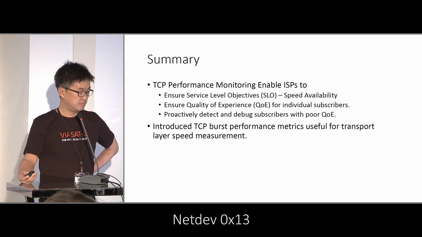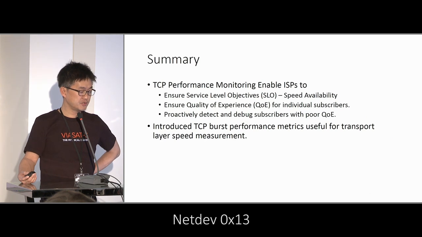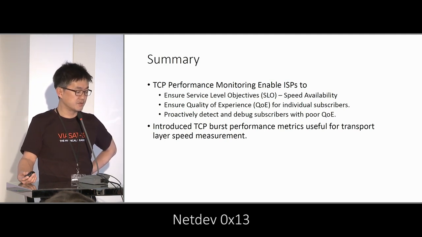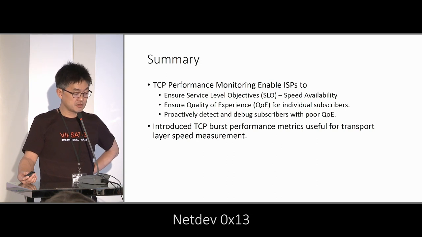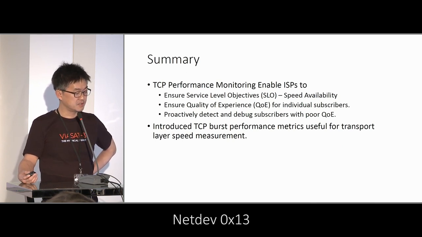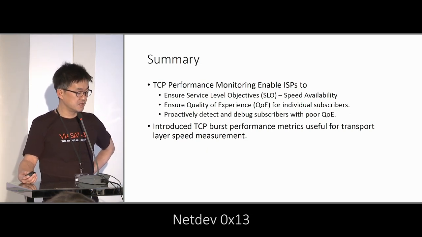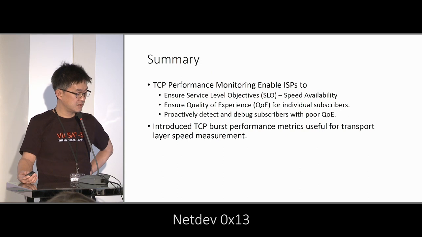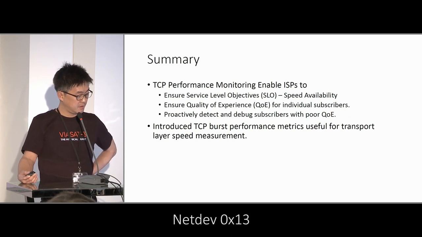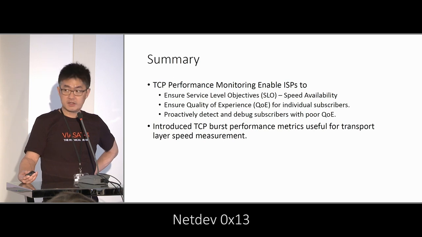So, summary: I introduced why we need TCP stats for ISPs, like satellite and broadband service ISPs. One of the biggest things is SLO for speed availability. And also quality of experience assurance, detecting abnormal connections and users, and debugging those connections is why we monitor TCP performance. So that's about it.